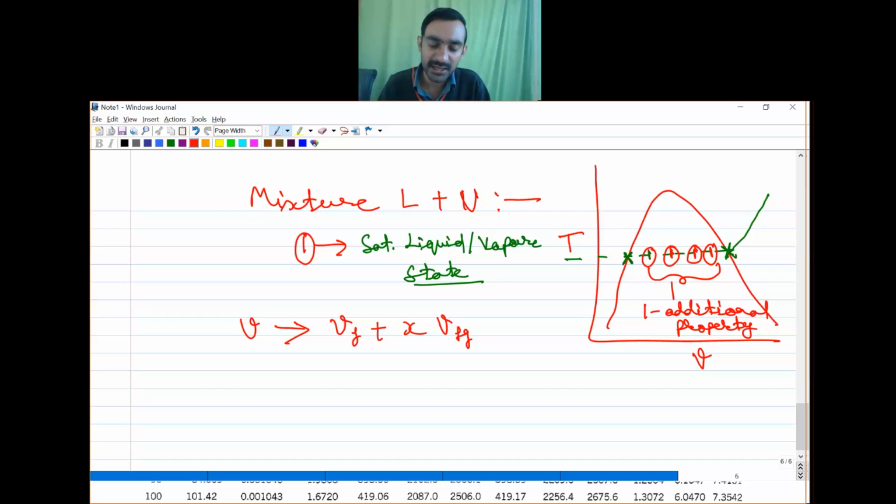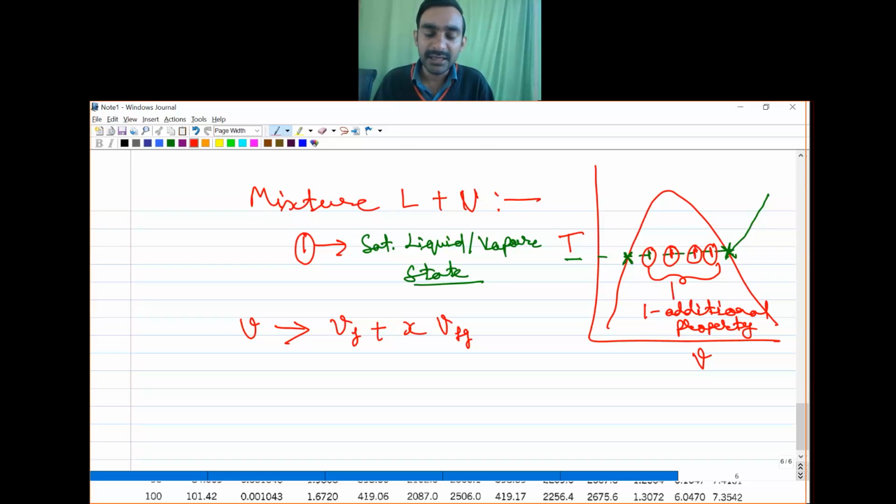However, if we have only a saturated state, where we are referring to either the liquid portion or the gas portion, there we require only one thermodynamic property to specify the state. And when we talk about the mixture, apart from the values of property at the saturation lines, we also need to define one additional parameter to specify the properties in between the liquid vapor dome.